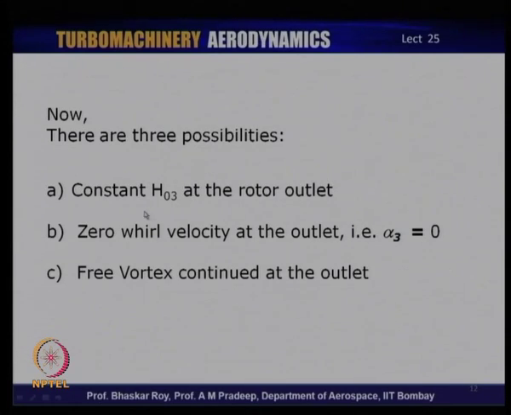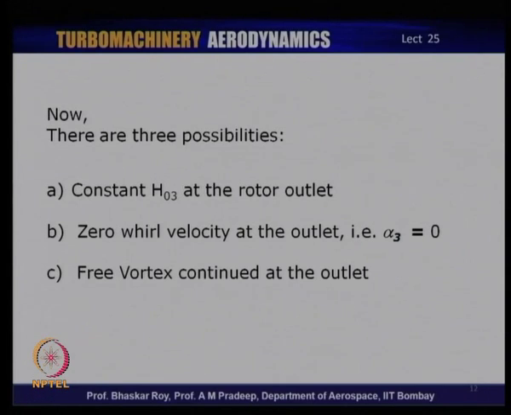The additional possibilities are, you can have constant H 03 at the rotor outlet, that is, enthalpy is constant at the rotor outlet, as we had indeed got in case of free vortex law, or you can have 0 whirl component at the rotor outlet. That means alpha 3 equal to 0, indeed C W 3 would be equal to 0, and then we could have free vortex again brought back continued at the rotor outlet.